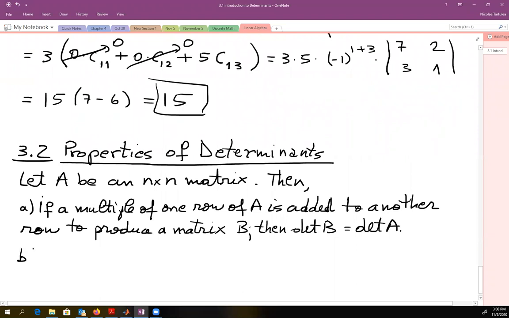Another property is this one. Same thing with columns. You can replace this word row by column, and you get true statements as well. So I can say here column. Is added to another column here?